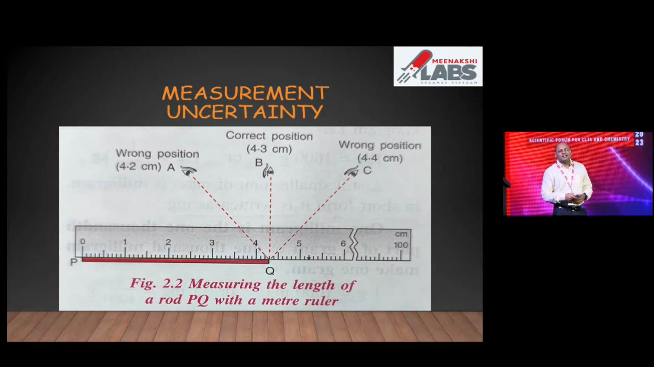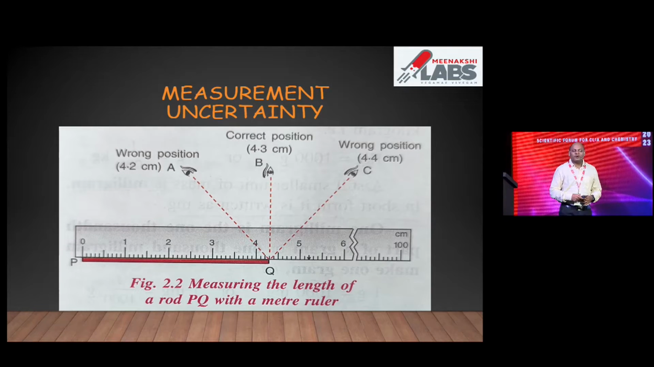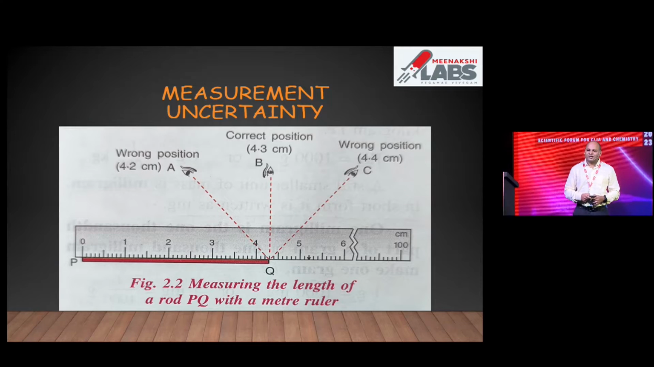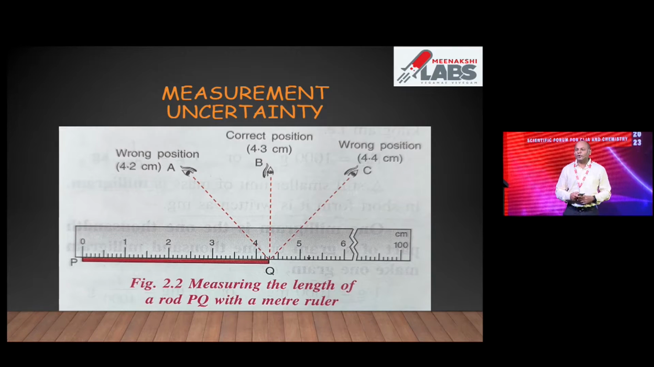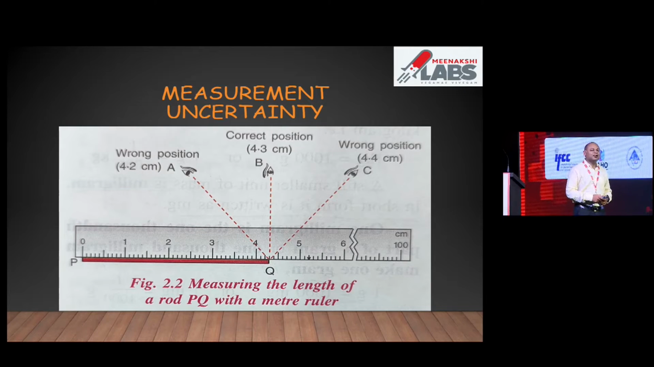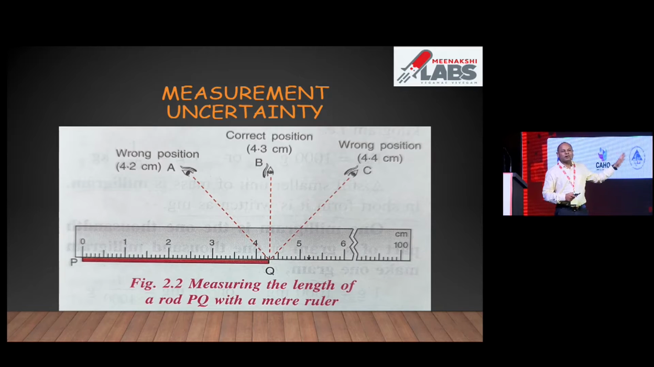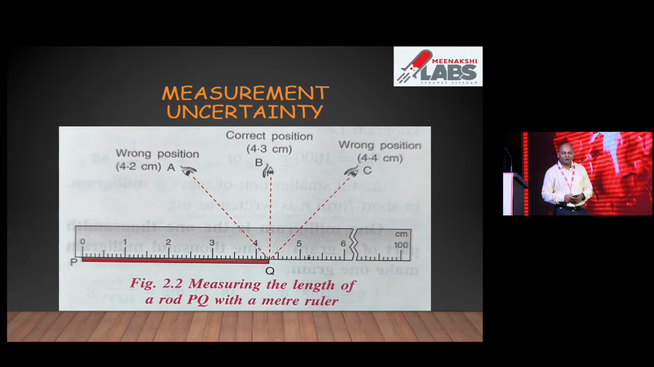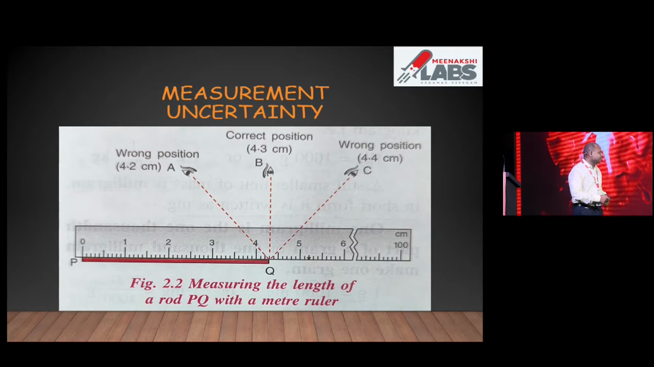In terms of physics, this is called error of parallax. This is a known source of error. So uncertainty is nothing but the known source of error. This is a very simple concept. We have studied it in our schools also. So why has it become so complicated in our laboratories? That we have to understand.